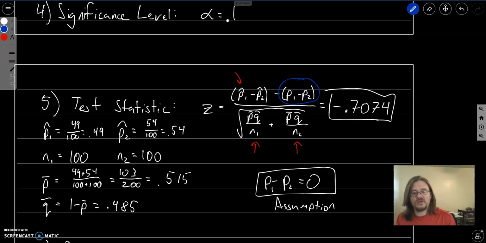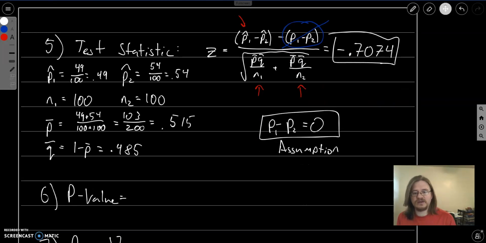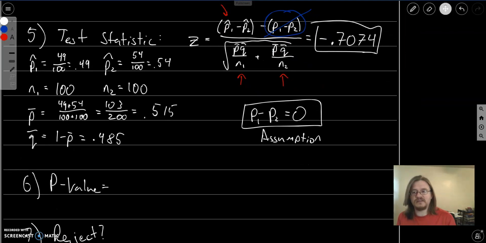So why didn't I mention this? Well, it's just 0. So we just get to ignore it. Anything minus 0 is just itself. So what I did is I plugged all these values in for everything here, and for this guy, this was just 0. So here is our test statistic, and now we need to find our p-value.